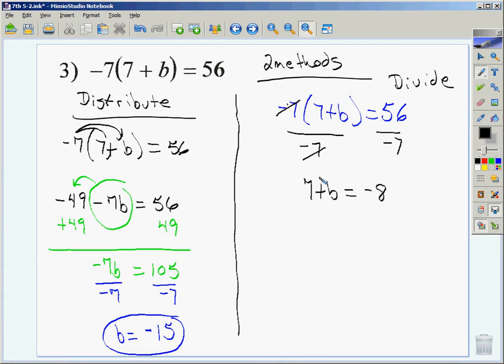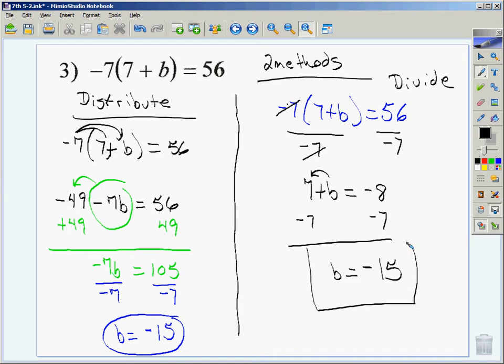If I'm trying to get b by itself, how do I get rid of the positive 7? I subtract it. If I'm adding and subtracting, they both have the same sign. I keep their sign, and I add the numbers together. And notice what happened. No matter which way I did it, I ended up with what? Negative 15 is my answer. Either method is okay. Use whichever one you're more comfortable with.